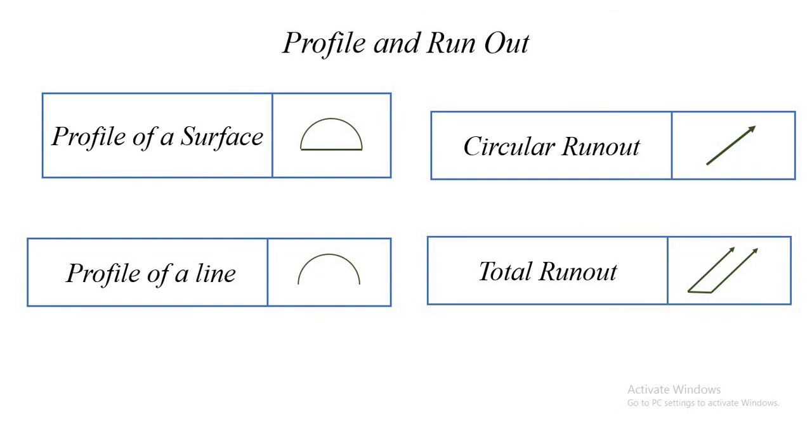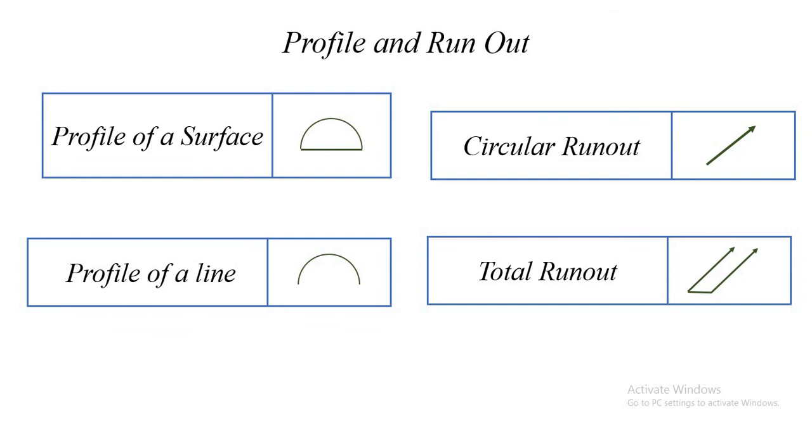Profile. Profile on a surface controls the size of a feature as well as form. It also controls location and orientation when the datum reference plane is used. Profile of a line, it applies to the cross section of the feature. Circular runout, it controls the circularity, coaxiality or each circular segment independently about the coaxial datum, and total runout controls straightness, circularity, coaxiality, taper of a cylindrical surface about coaxial datum.